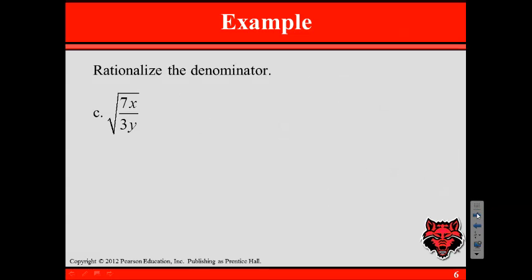Here we have another example. We have the square root of 7x over 3y. Using the quotient rule, this becomes the square root of 7x over the square root of 3y. We look at each radical and we determine that 7 and 3 won't break down. The x to the first power, y to the first power, we won't be able to simplify any of the radicals. So because we have a square root in the denominator, we multiply top and bottom by the denominator exactly how we see it.